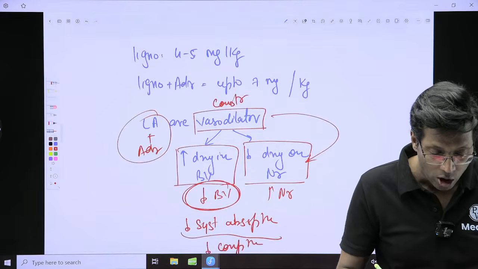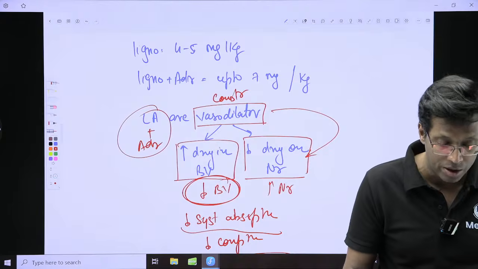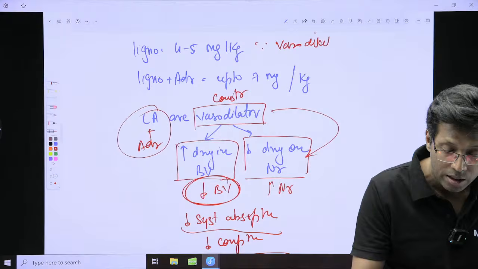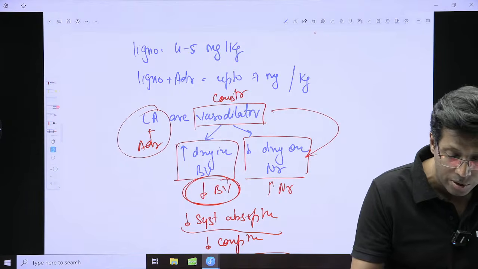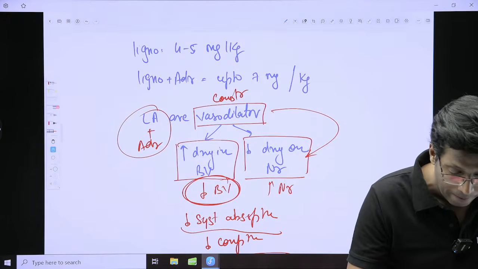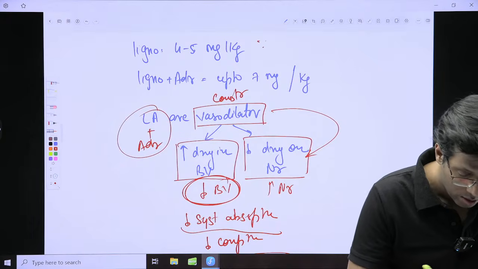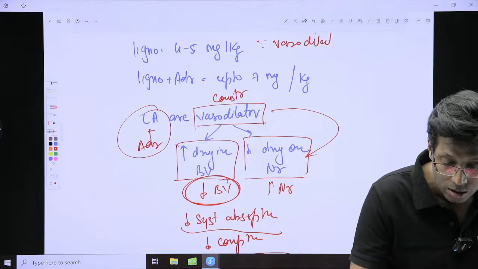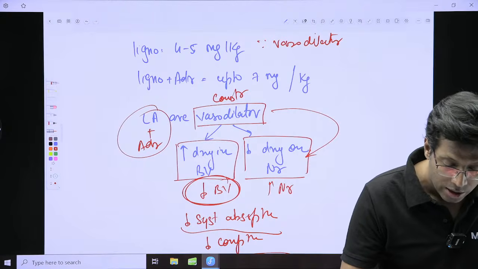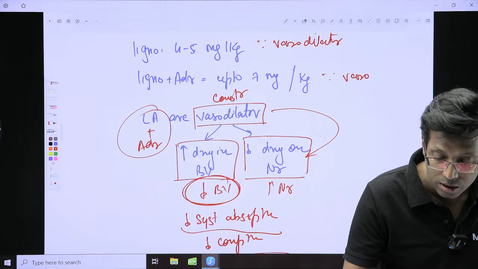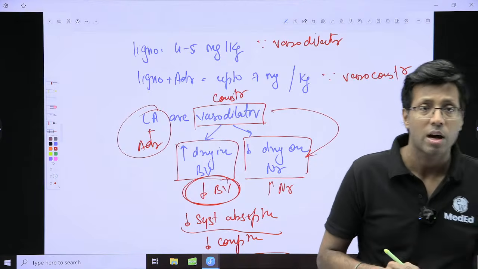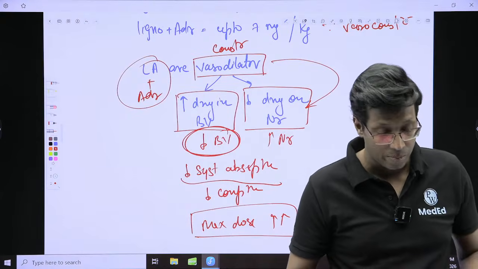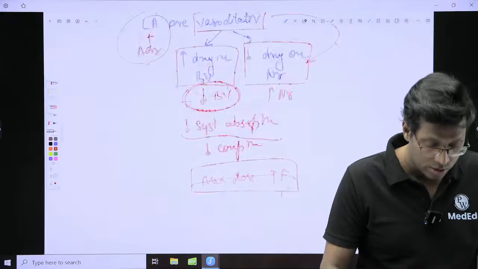And therefore, normal lignocaine you can use only 4 to 5 milligram per kg because the drug is a vasodilator. And therefore, because of causing vasodilation, there can be high chances of toxicity. Since it is vasodilator, plain lignocaine is vasodilator, right? On the other hand, lignocaine ADR has become a vasoconstrictor. Because it has become vasoconstrictor, I can use more dose. It's going to cause less complications comparatively. Okay, I hope you've understood this.